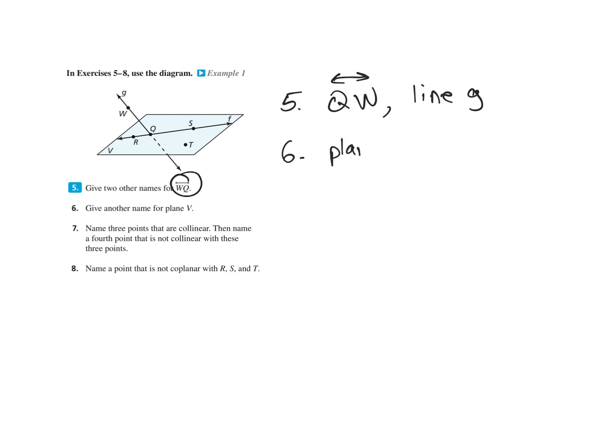So plane RQT, you could have said plane QTS, and plane TQS. You could rearrange those letters, but don't use F. F represents the line. All right, number 7. Name 3 points that are collinear on the same line. So R, Q, and S are all on the same line. F is not a point. You cannot say GWQ because G is not a point. So those are the only possibilities.